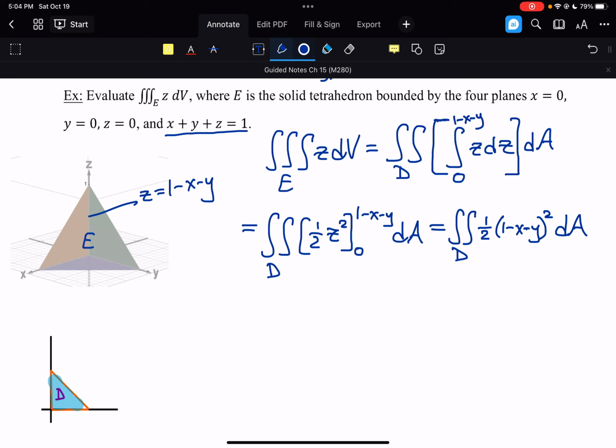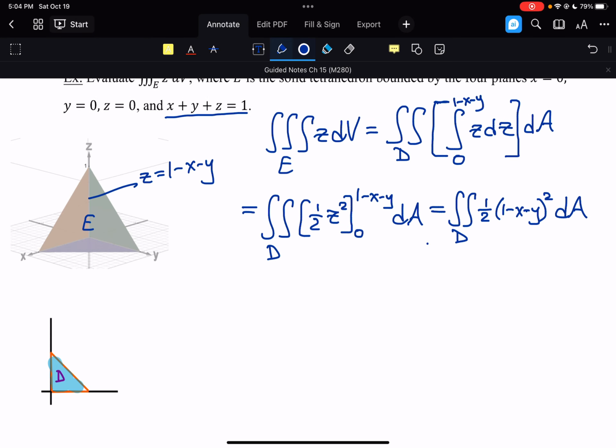Now we can focus on the double integral, because now that we've done the 3D portion, this problem is just a double integral problem. And so we can look at the 2D region, in this case in the xy plane down here, that is formed by this solid. So that's going to be this triangular region D, where this is going to be y equals 0, this is going to be x equals 0, and this line here is formed by this plane.